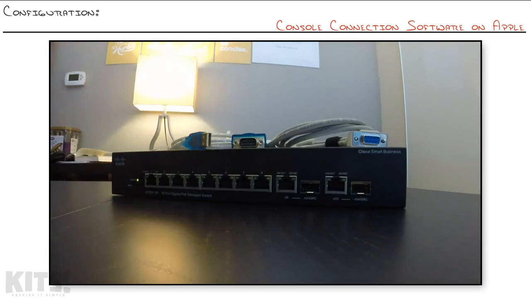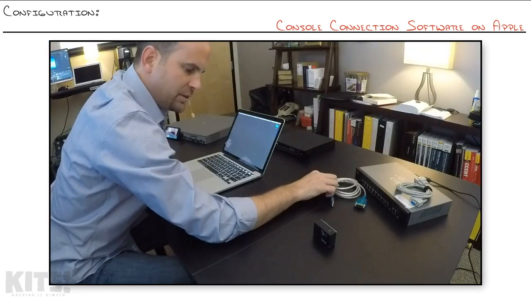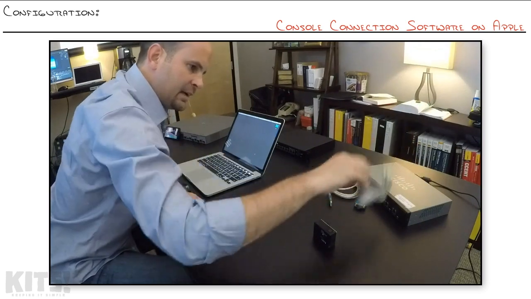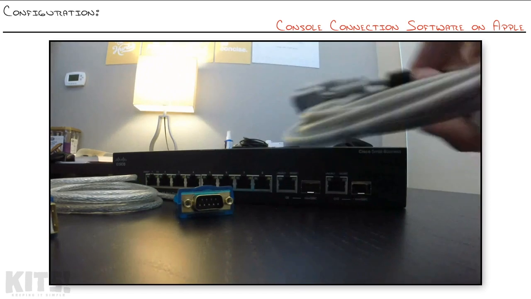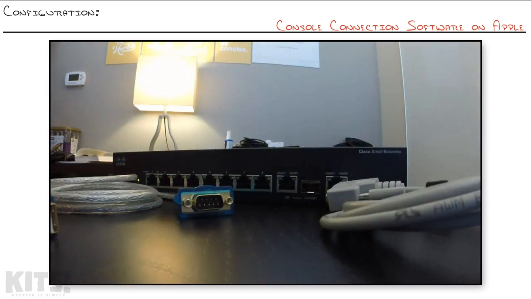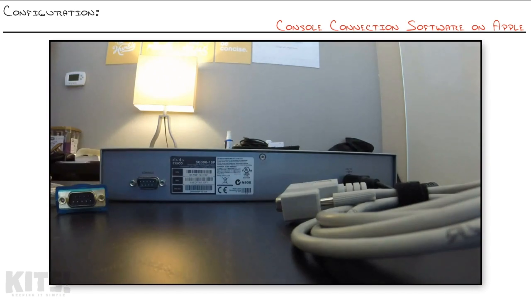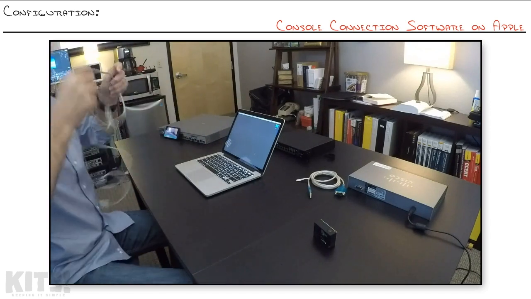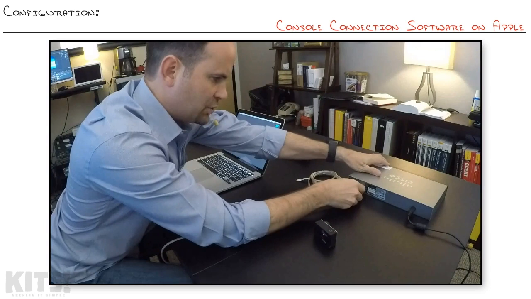Once again, we have our Cisco SG300 switch, 10 port. I've got my two hardware components, a USB to serial cable and the console cable, which is a dual DB9, both female connections. One of those will plug into the USB to serial. One of them will plug into the console port on the back of that switch. So the first thing I'm going to do is unwrap this console cable and get it all connected. So I'm going to plug this into the back of the SG300 switch.